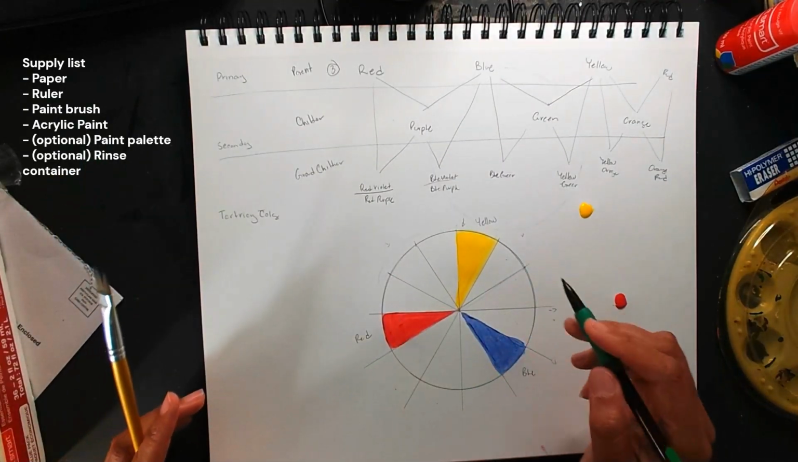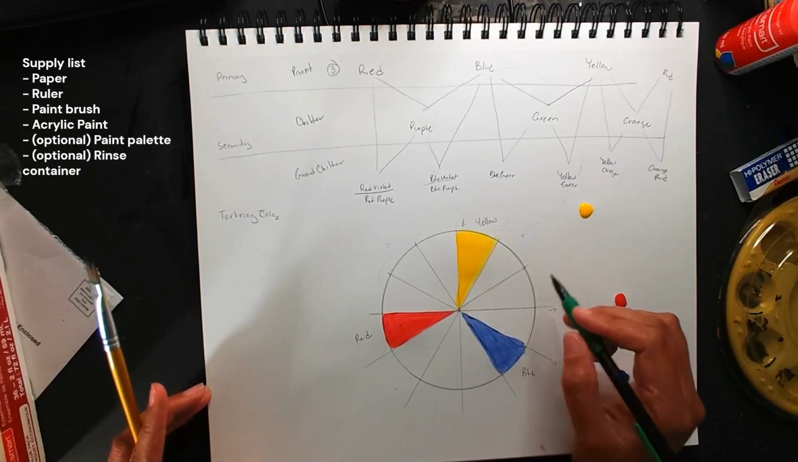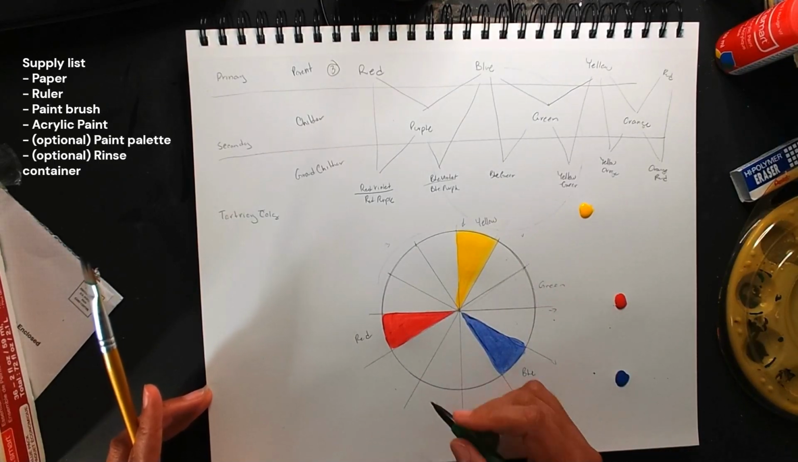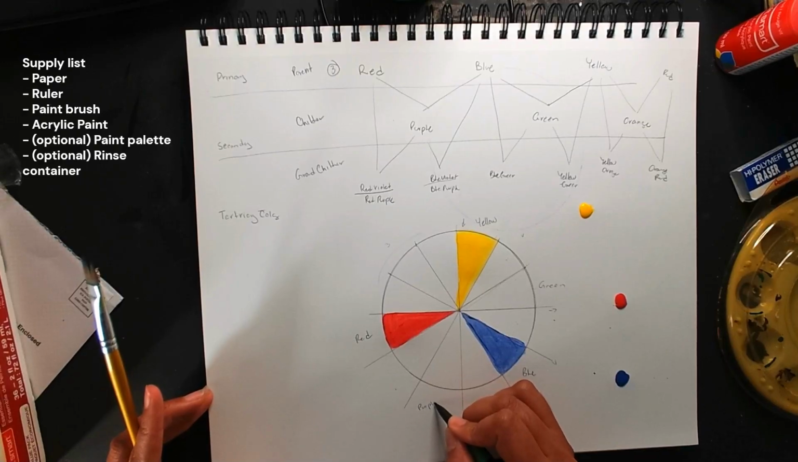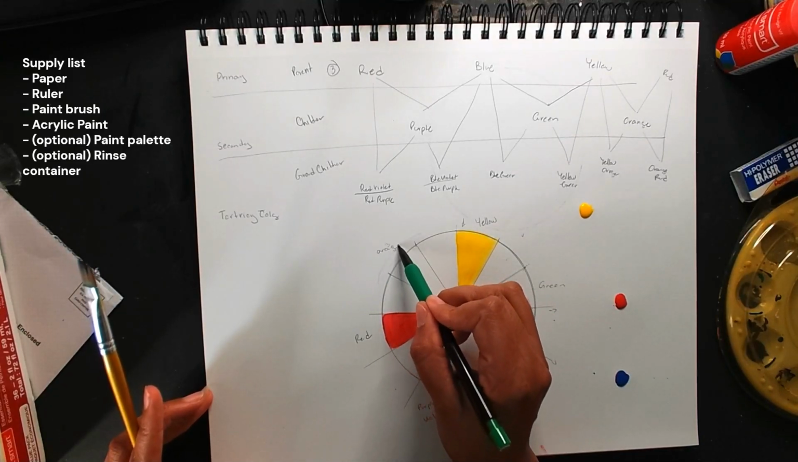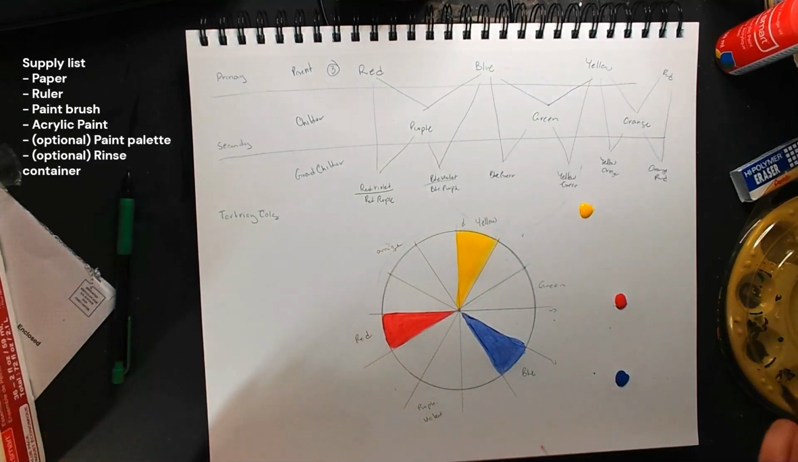And then from here, we're now going to mix in between. So there's going to be in between on this. So we're going to get yellow and blue. It's going to be green. Red and blue is going to be purple or violet. And then red and yellow is going to be orange. Okay, so let's go ahead and do a mix.